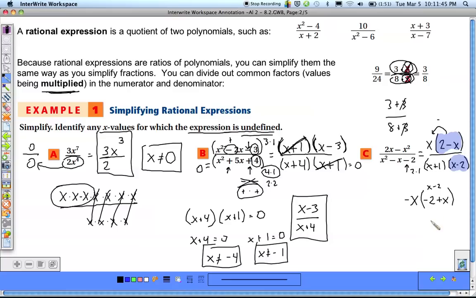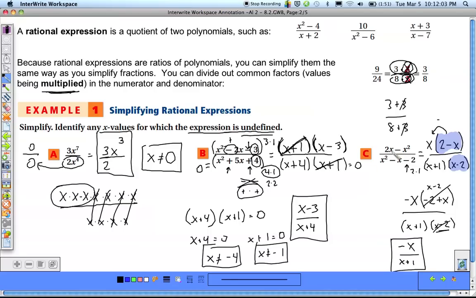When we have that over the x plus 1 times x minus 2, there's the x minus 2 to go with that x minus 2, so those two things will cancel out, leaving us with just negative x over x plus 1. And that's our simplified rational expression.